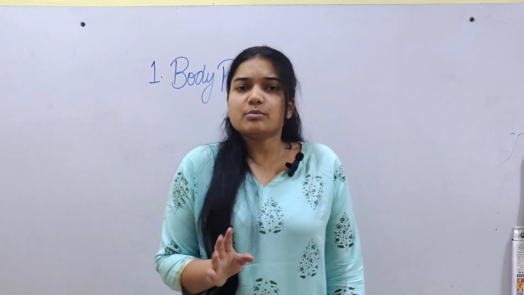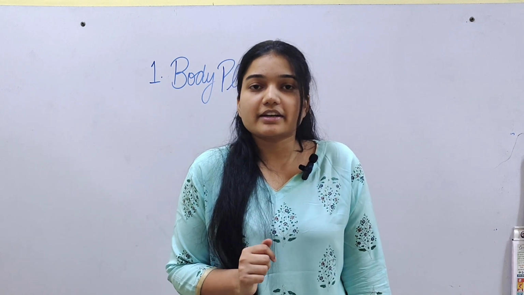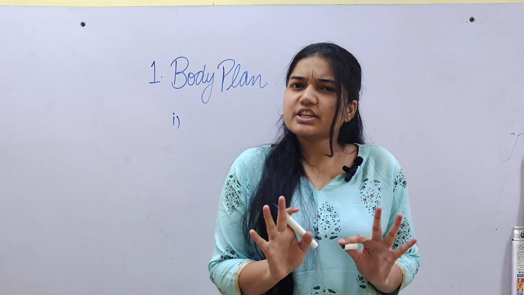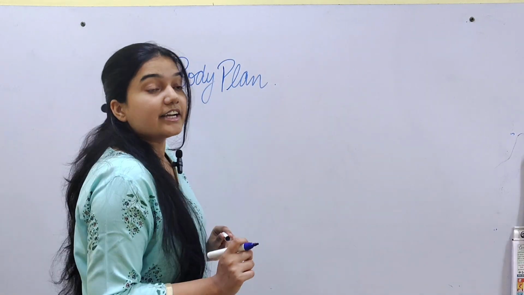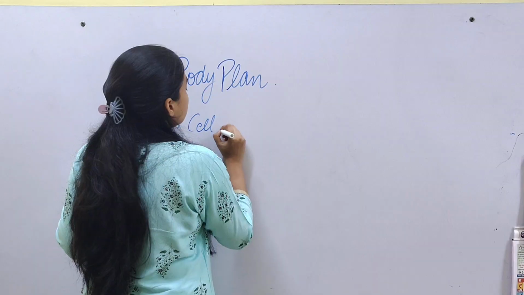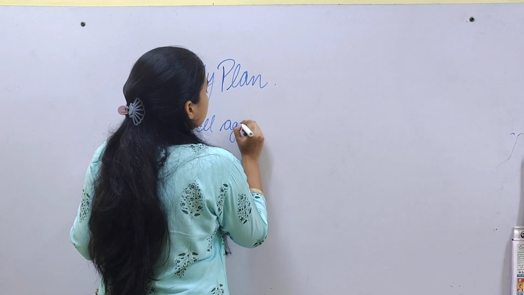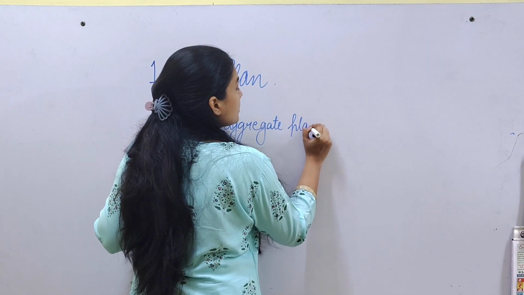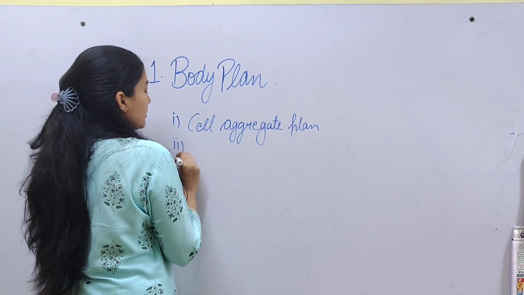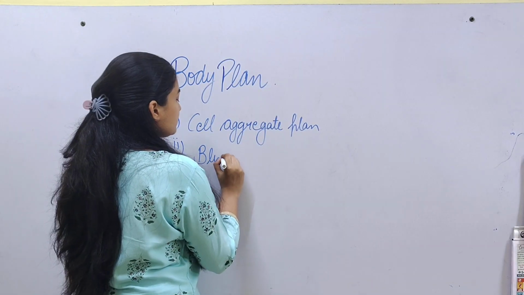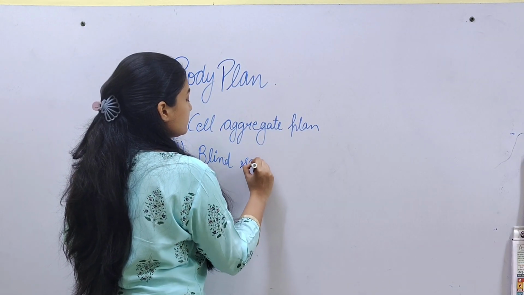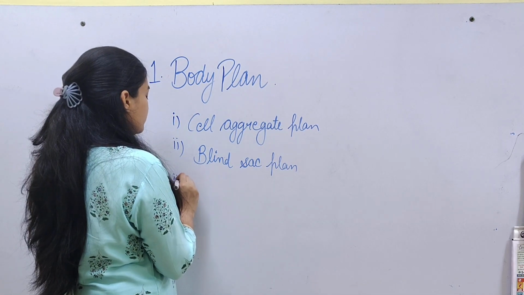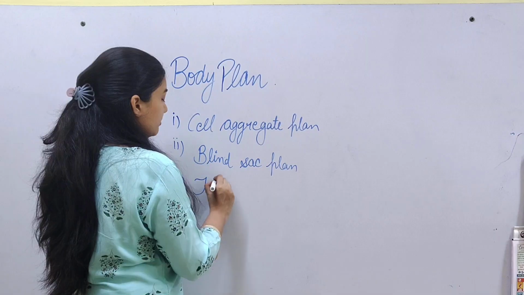Animals show three different types of body plan. First one is the cell aggregate plan. Second one is the blind sac plan. Third one is the tube within tube body plan.